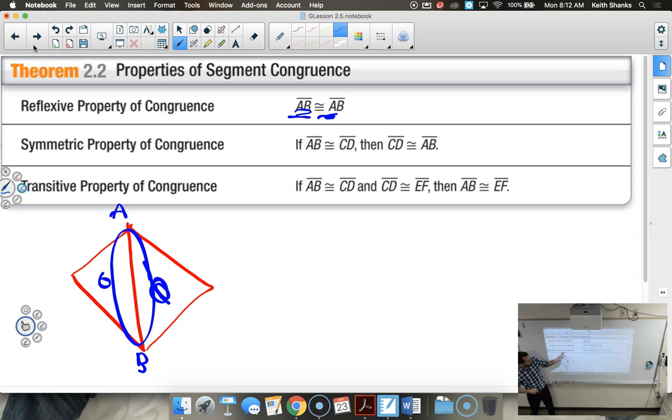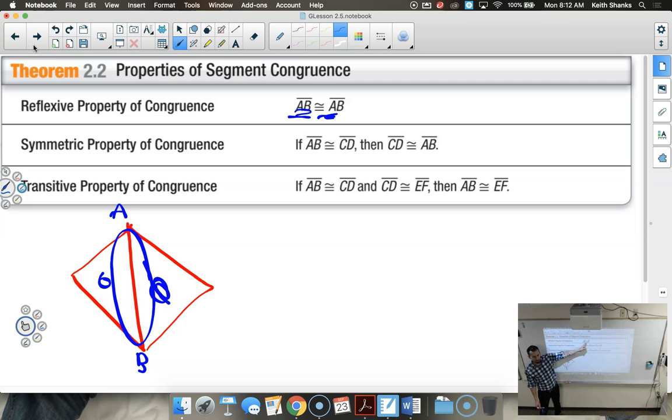Okay, symmetric property: basically AB is congruent to CD, CD is congruent to AB. If you remember back from pre-algebra, symmetric property sounds a lot like the commutative property. Remember commutative, you could switch the order of addition or multiplication. And then transitive is the long one.